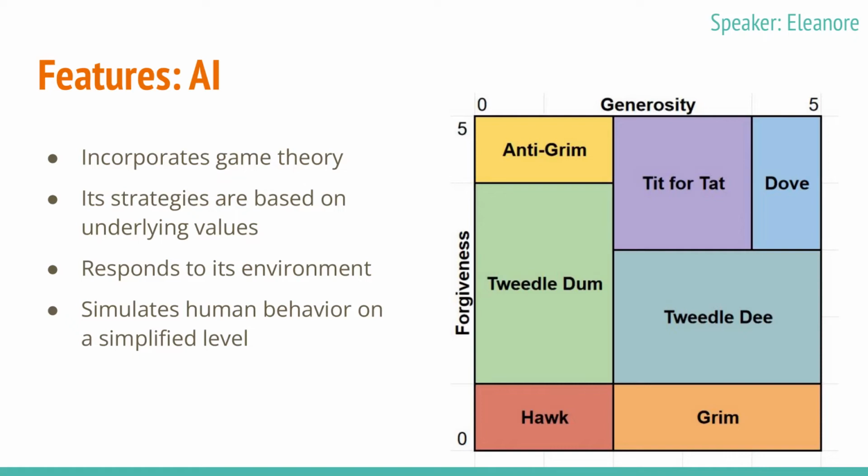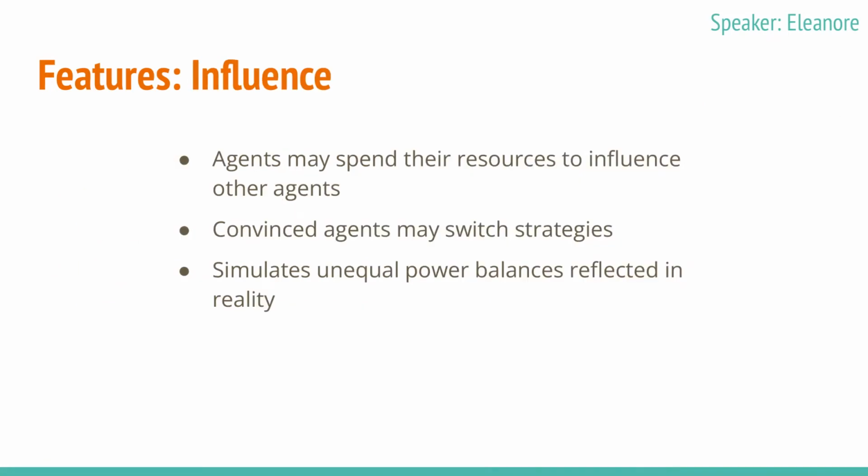A third significant feature is the influence system. Now, the influence system is one of the more important aspects of Isle of Trust with regards to simulating human behavior. Agents may spend their resources to influence their neighbors, nudging the neighbor's moral values to be more in line with the agent's own. The more influence the agent gains, the more likely it is that their neighbor will adopt the agent's values and strategy altogether. In real life, for better or worse, some people are leaders while others are left behind. Isle of Trust intends to simulate these unequal power balances we see in reality.